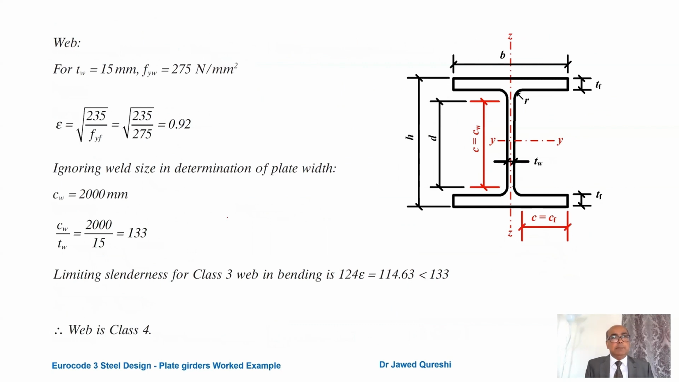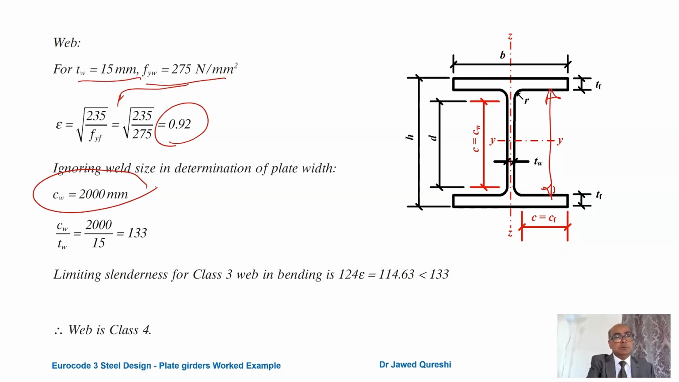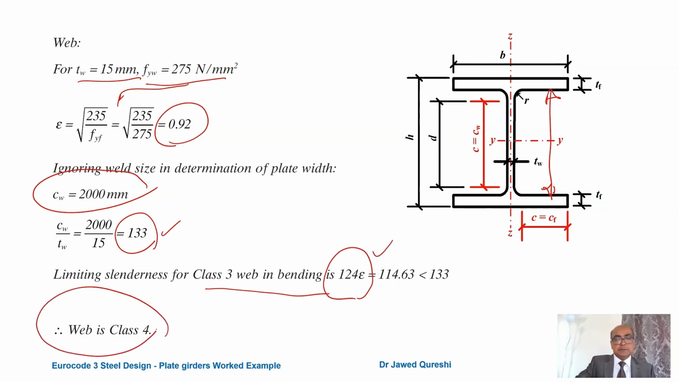Let us now classify the web. Thickness of web is 15. FYW is 275 Newton per millimeter square. If we put these values here, we get epsilon 0.92. Again, ignoring the weld, we can get the height of web, which is 2000 millimeters. So CW over TW comes out to be 133. The limit for class 3 web is 124 epsilon, which comes out to be 114. Our CW over TW is greater than 114. It means that web is class 4.